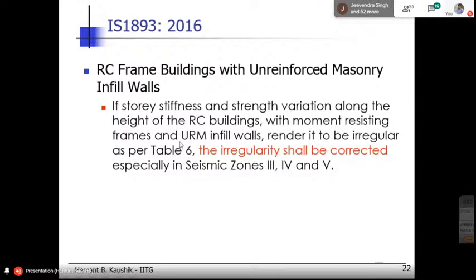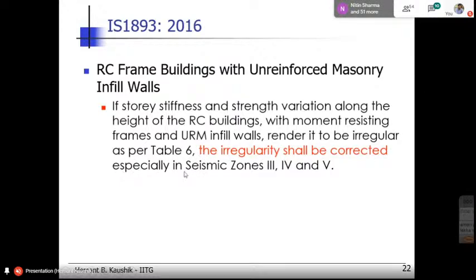See, this word URM is important here. That means unreinforced masonry, URM. So there is no reinforcement in these infill walls. That is important. So we consider it to be irregular. So there is a table given in the code, table 6. So we consider these frames to be irregular. If these are irregular, then we have to correct that irregularity.